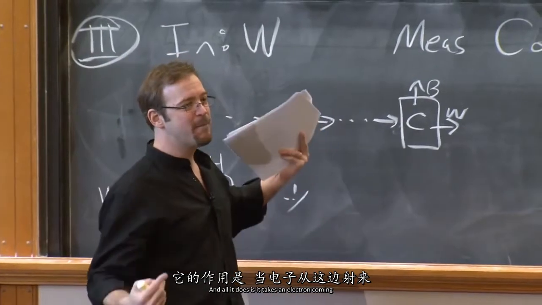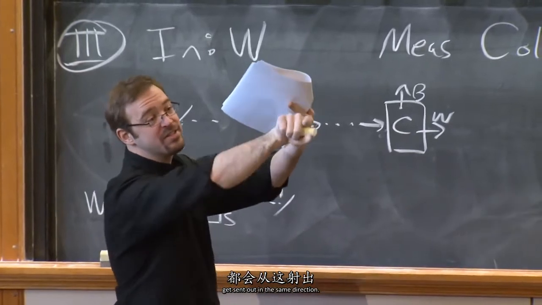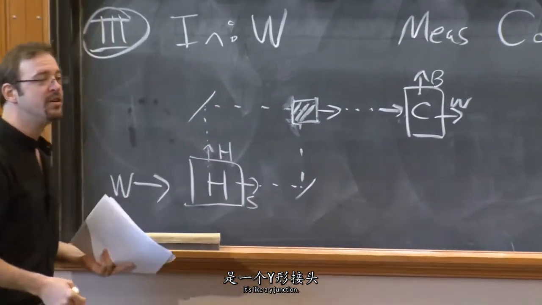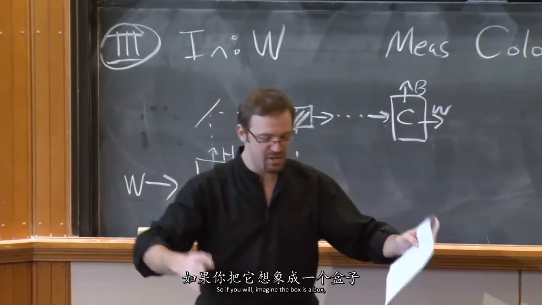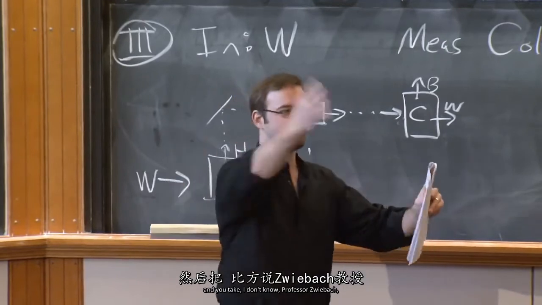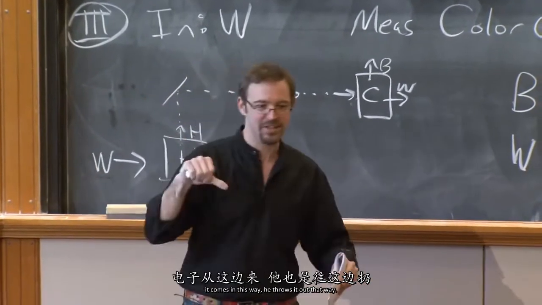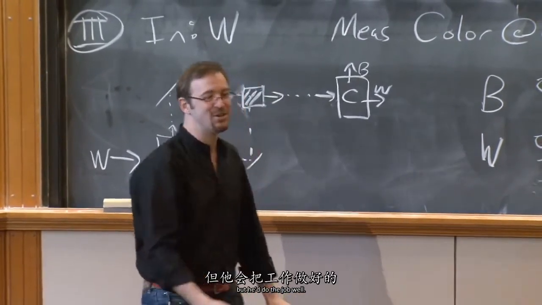And all it does is it takes an electron coming this way or an electron coming this way, and both of them get sent out in the same direction. It's like a beam joiner, right? It's like a Y junction. That's all it is. So if you will, imagine the box is a box, and you take, I don't know, Professor Zwiebach, and you put him inside, and every time an electron comes up this way, he throws it out that way, and every time it comes in this way, he throws it out that way. And he'd be really ticked at you for putting him in a box, but he'd do the job well.